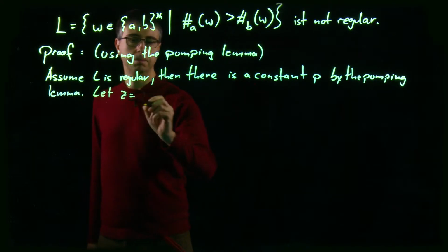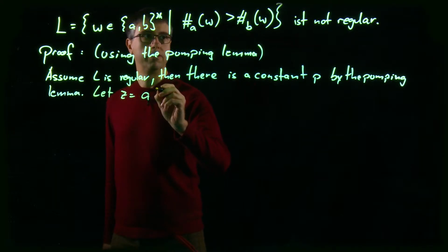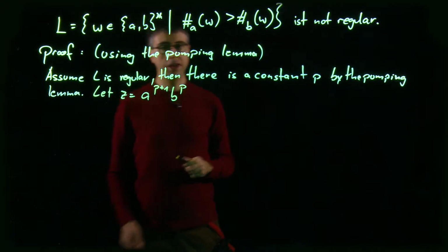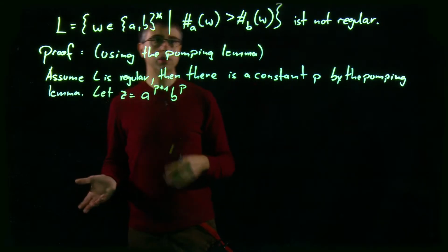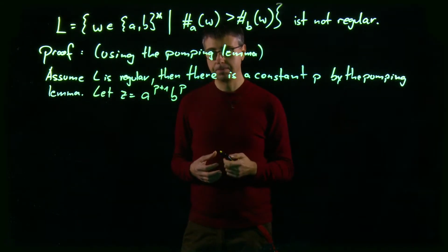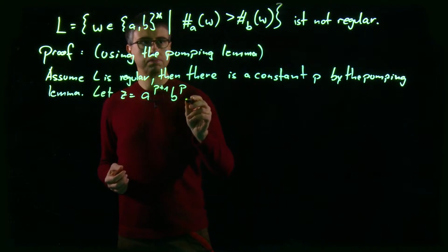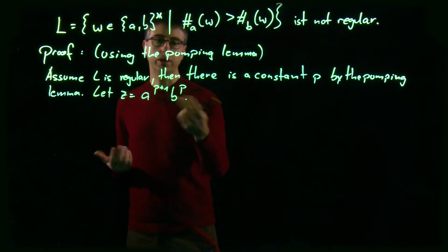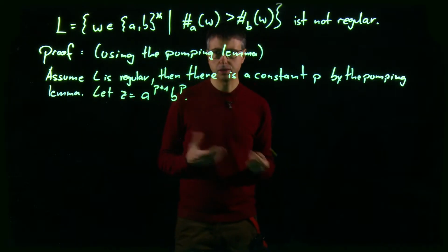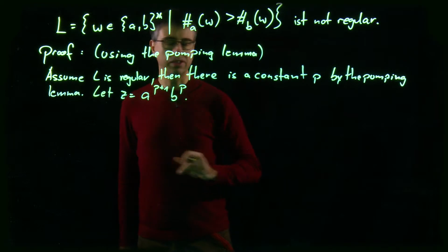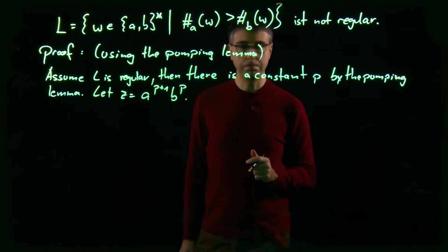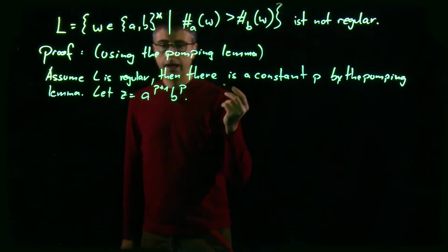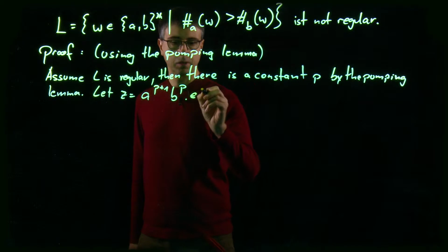So we might consider the following word. Let Z be A to the power of P plus 1, B to the power of P. So we have P plus 1 A's followed by P B's in this word. This word is for sure in the language L because the amount of A's is really greater than the amount of B's. And the size of the word is greater or equal to P, so it's a suitable word for the pumping lemma.